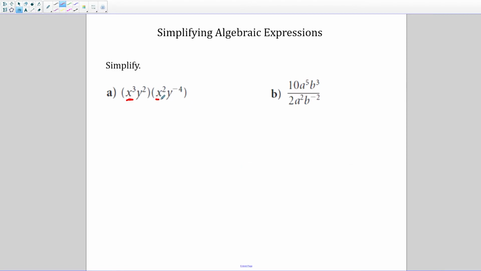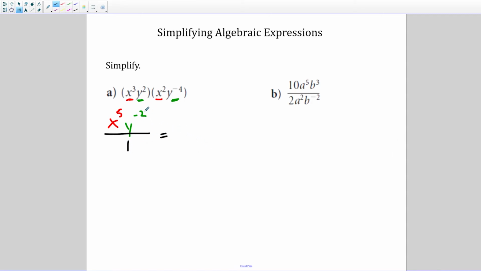I am multiplying them. So since we're multiplying powers with the same base, I'm going to go ahead and add the 3 and the 2 together, which gives me x to the power of 5. I'm going to add the 2 and the negative 4 together, which gives me y to the power of negative 2. Now, once again, using that visual cue that we discussed earlier, I'm going to place this over 1.